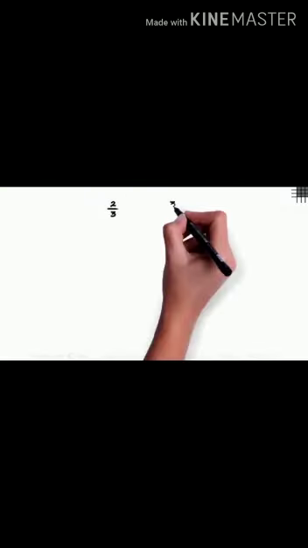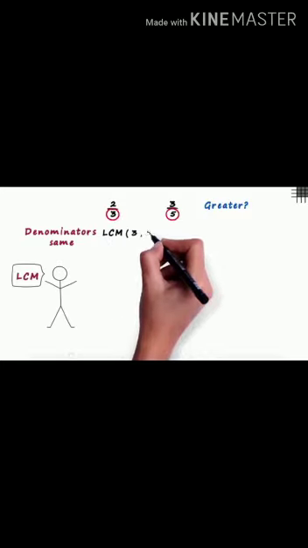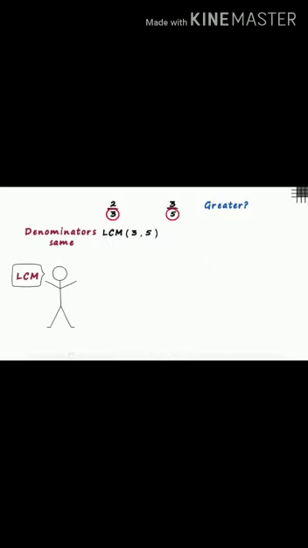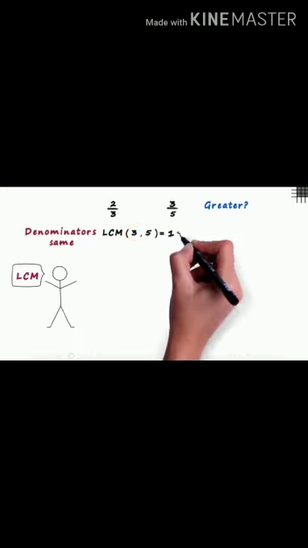2/3 and 3/5. Say we want to find out which one is greater. The best way to compare two unlike fractions is by making their denominators same. The question is, what do we choose as the common denominator? Well, we take the LCM of the two denominators as a common denominator. The denominators are 3 and 5. Hence, we need to find the LCM of 3 and 5. Since 3 and 5 have no common factors, the LCM will be their product. 3 times 5 equals 15.